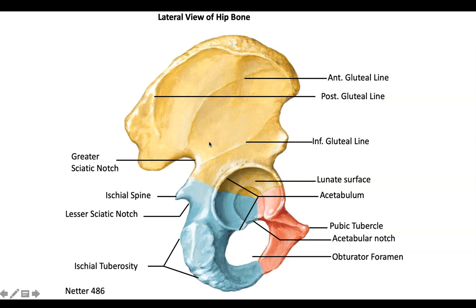Most of the muscles of the gluteal region are attached on the posterior lateral aspect of the hip bone. So see, on the lateral aspect of the ilium there are gluteal lines, the anterior, posterior and inferior gluteal lines. In between these lines the large gluteal muscles are attached.